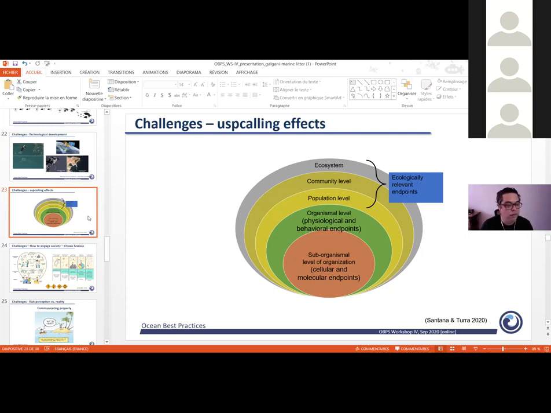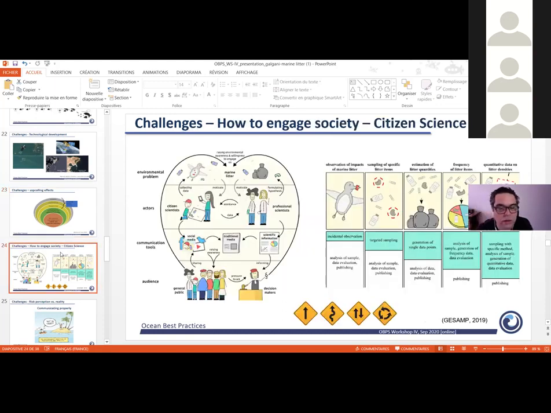Almost in the end, we have another challenge that we are going to discuss tomorrow, in a specific session on citizen science. We need to understand a little bit better how we can engage society, not only as data providers, but in a broader way, considering lots of ethical aspects of citizen science that are not necessarily being considered up to date.